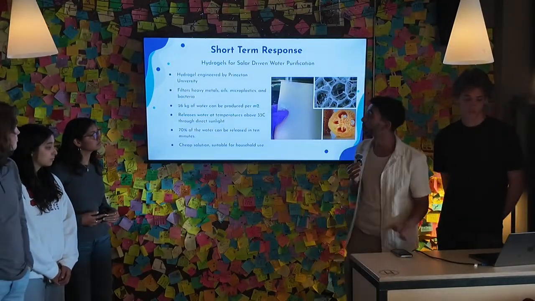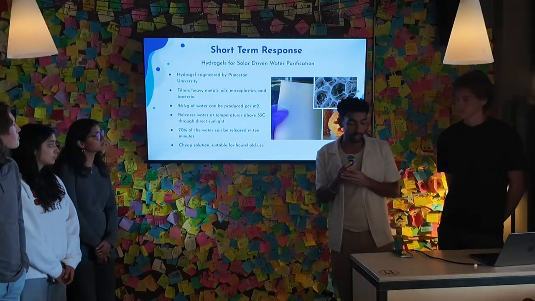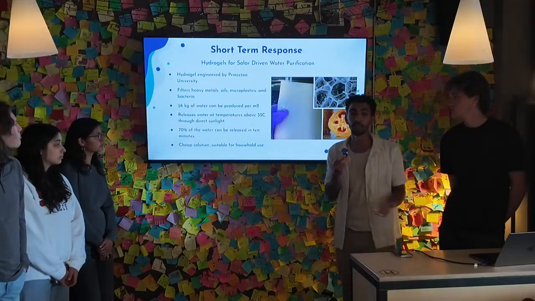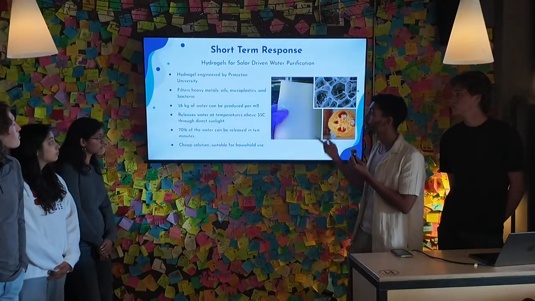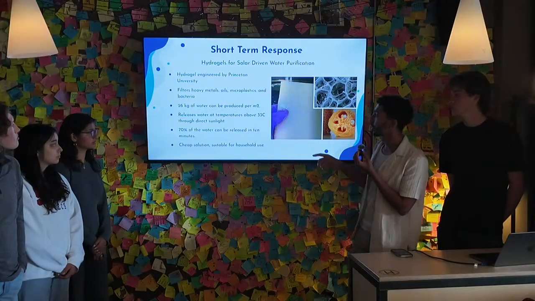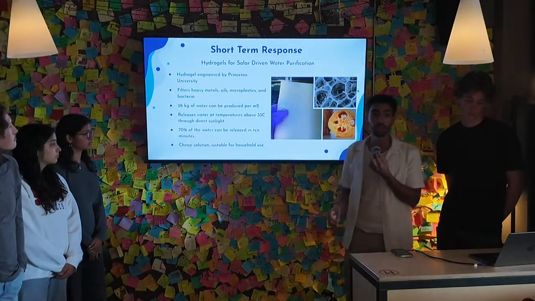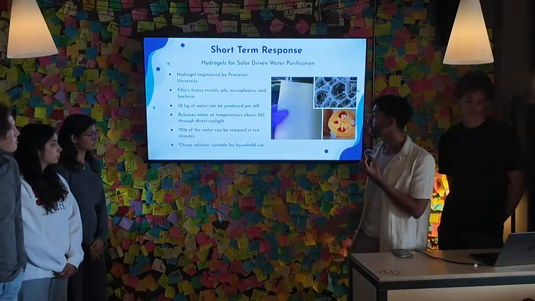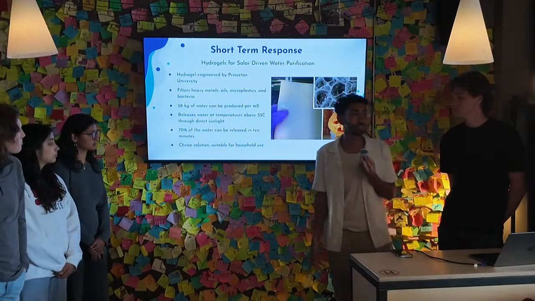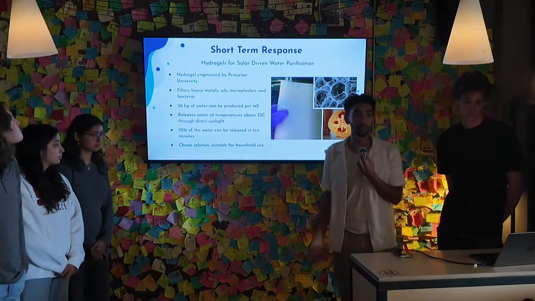So as we said, this hydrogel is being developed by Princeton University, and it filters heavy metals, oils, microplastics, and bacteria. It's pretty impressive because it can produce 26 kilograms of water per meter squared. And it releases water at temperatures above 33 degrees Celsius through direct sunlight. And 70% of the water can be released in about 10 minutes. So it provides a very fast water provision for households.